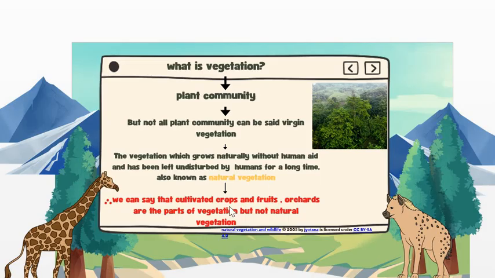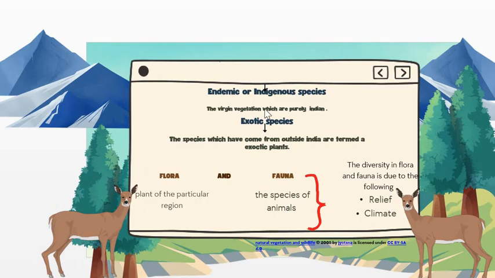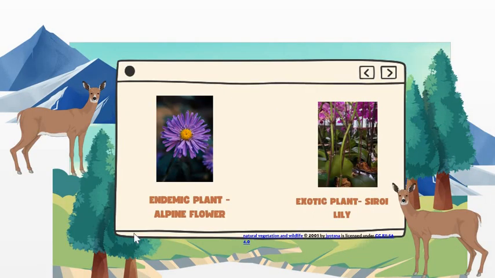We can say that cultivated crops, fruits and orchards are part of vegetation, but not natural vegetation. Two terms come here: endemic or indigenous species, and exotic species. Endemic means the virgin vegetation which is purely Indian. Its example is the alpine flower. This is the alpine flower, an example of an endemic plant.